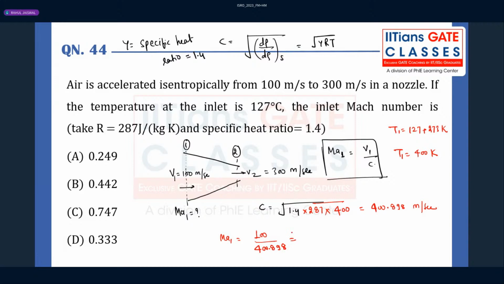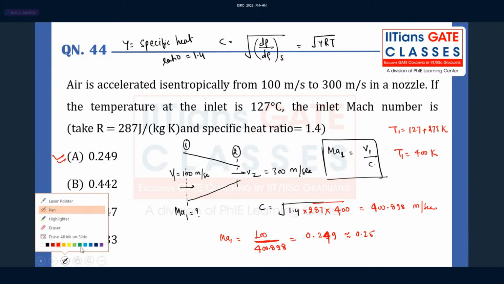So overall, when you calculate the Mach number at the inlet, you will be getting 0.25. The exact value, if you ask me, is 0.249, that is approximately 0.25. So A will be correct. That is the inlet Mach number that we are getting. Now here we got the answer.